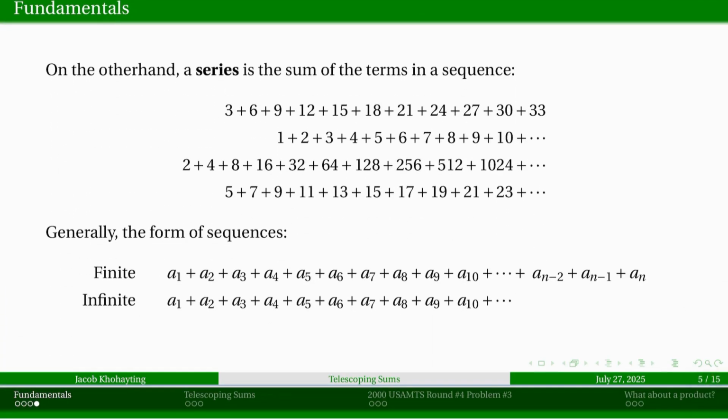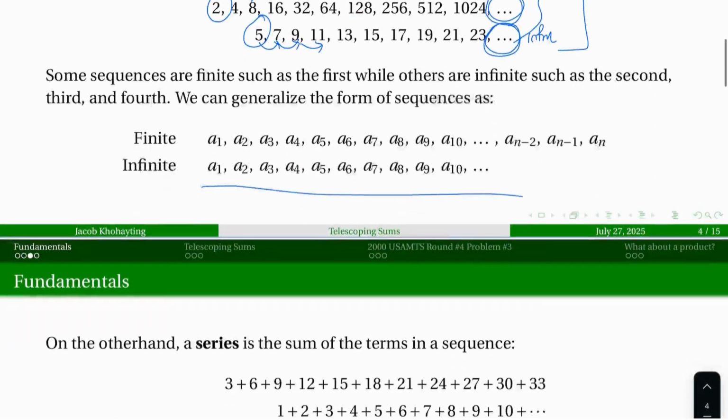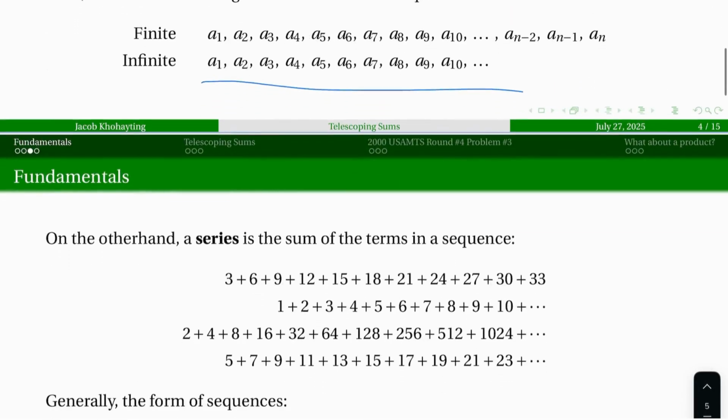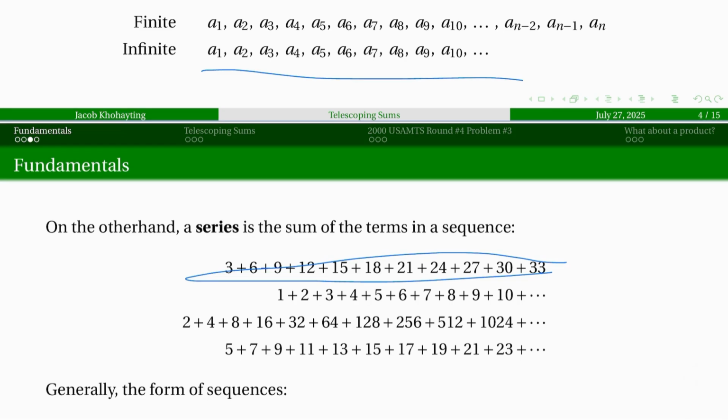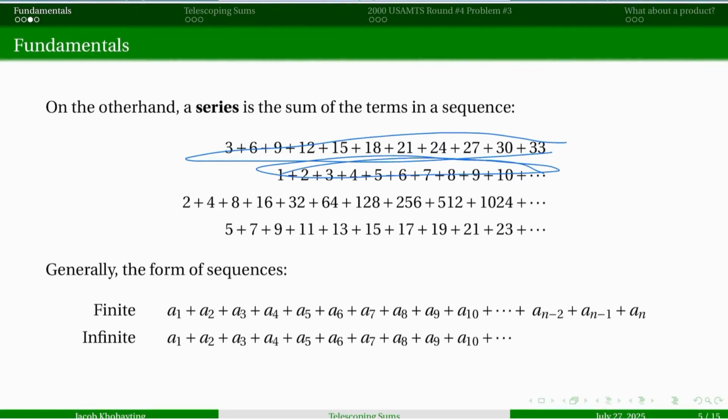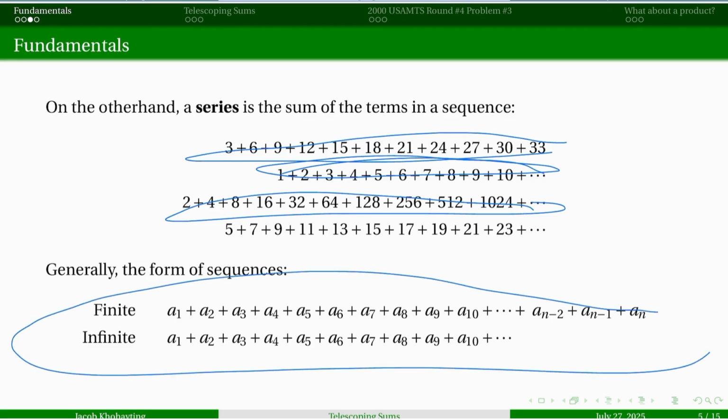A series is basically just the sum of the terms in a sequence. You take the sum of the numbers here, and you want to find that sum. You have this sum here, and you want to find that sum. Maybe this sum here, and you want to find that sum. The series is just a sum of the numbers in a sequence, and problems would signal that you're trying to find a sum of numbers in a sequence.